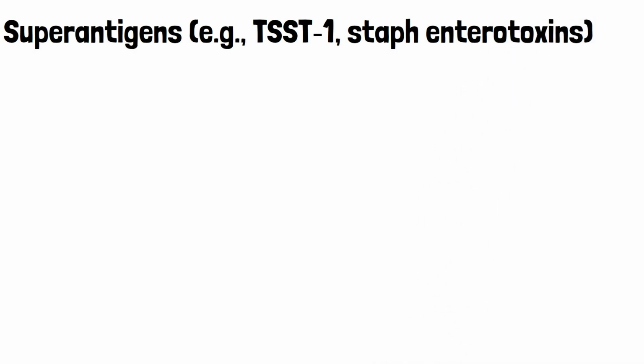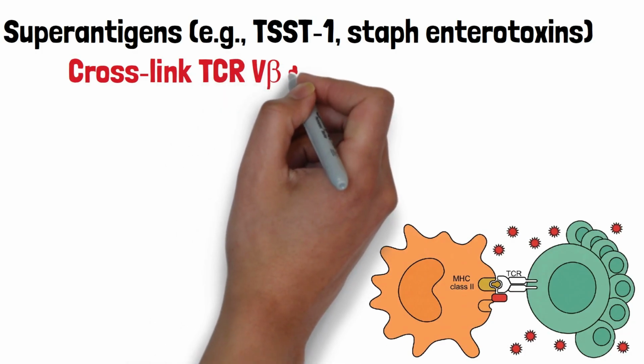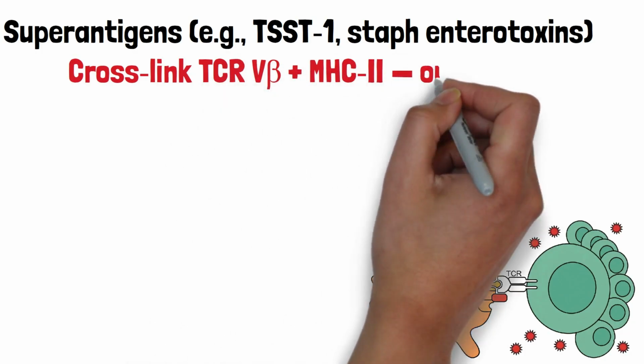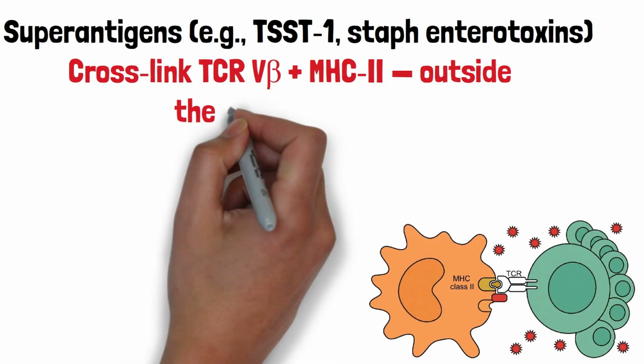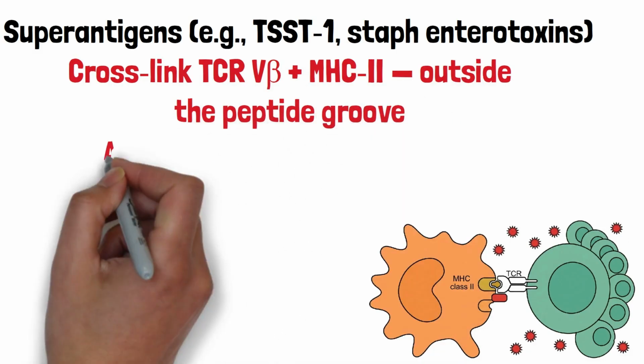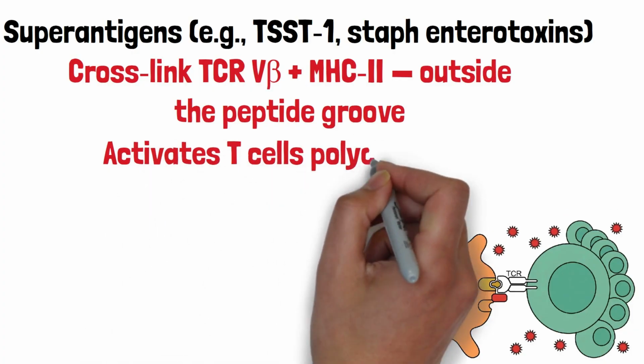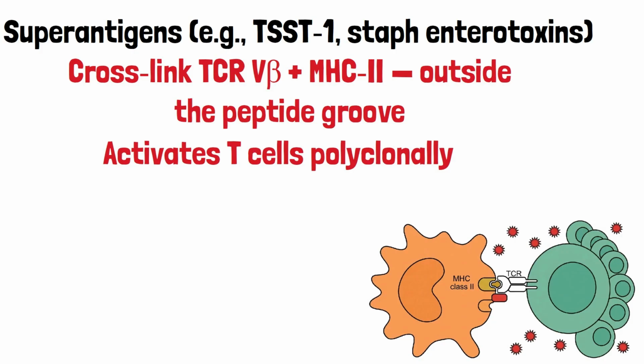That checkpoint controls a normal, antigen-specific T cell response, but toxins like TSST-1 and the staphylococcal enterotoxins bypass the whole system. Instead of sitting in the peptide groove, a superantigen cross-links the TCR's V-beta domain straight onto MHC class II, outside where antigen normally binds. Because that connection doesn't depend on the T cell recognizing a specific antigen, huge numbers of unrelated T cell clones get switched on all at once.